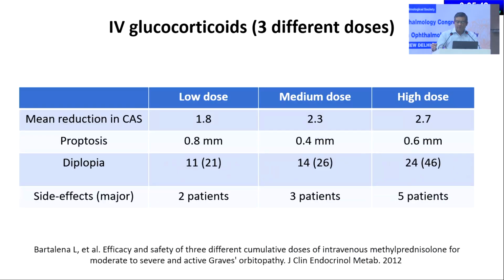Obviously, if you give higher doses in a patient who is active, the response rate will be high. But simultaneously, the side effect profile is also higher when you give IV steroids in higher doses. So it is not recommended to give IV high dose in all patients, but in certain situations, as we see ahead, patients can be put on a higher dose, that is 7.5 gram compared to 4.5 gram, from the beginning.